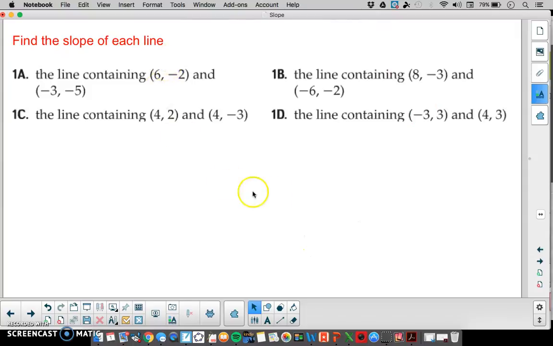All right, here are some examples for you guys to try. Find the slopes of the lines containing these points.